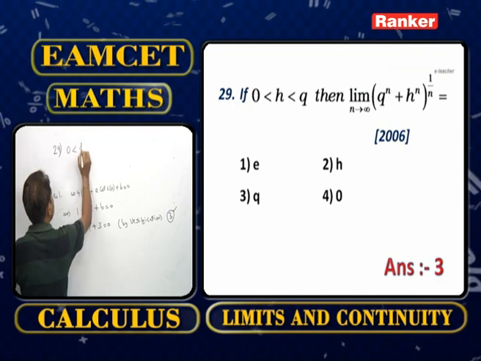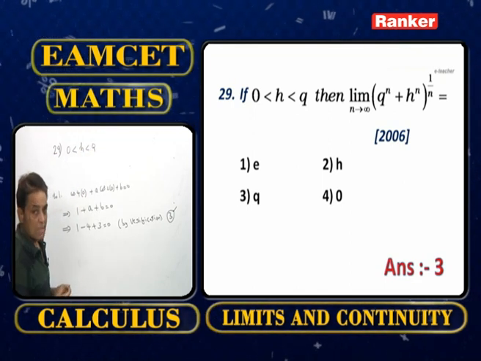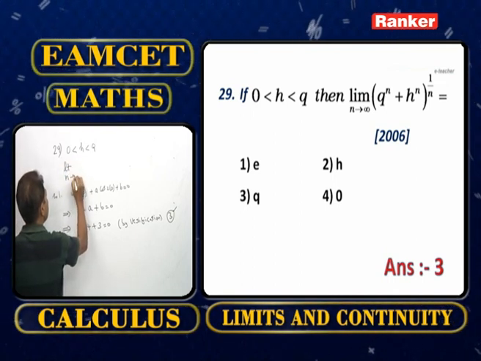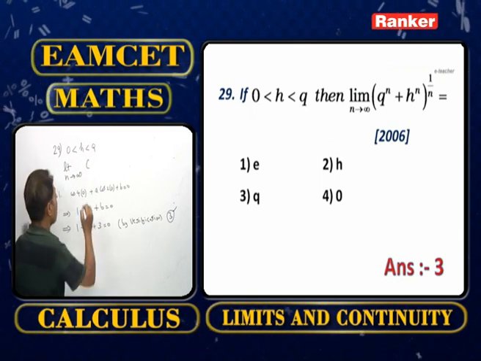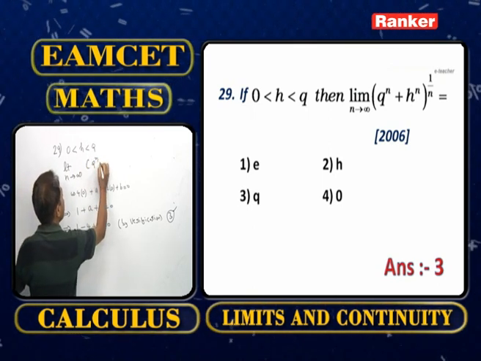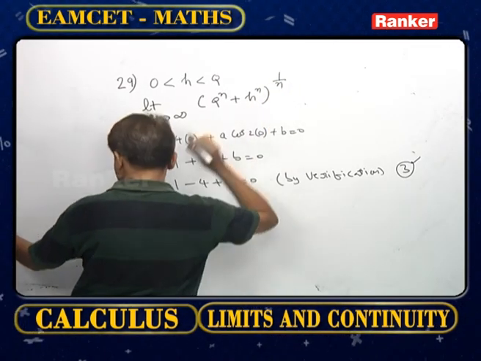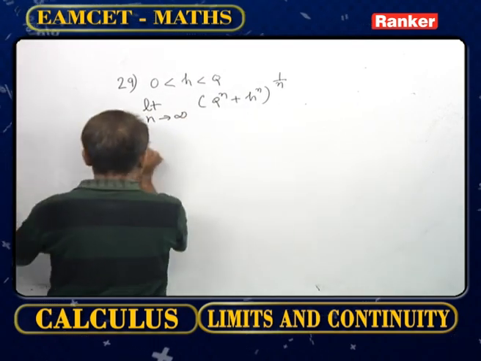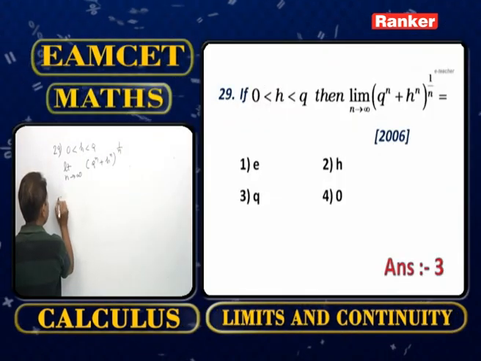0 less than h less than q. Then what is the value of limit n tends to infinity of (q power n plus h power n) whole power 1 by n? Now, when n tends to infinity, there are three formulas. It is very clearly given.